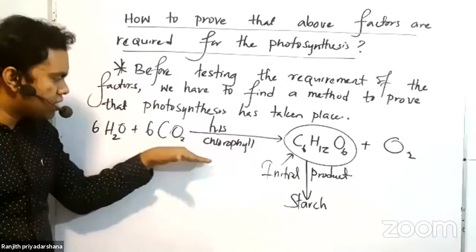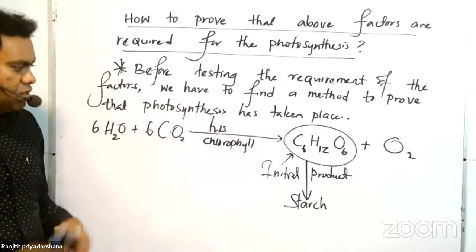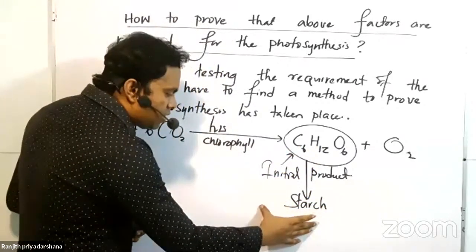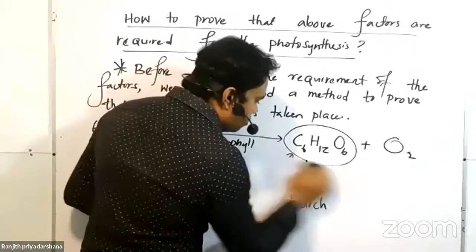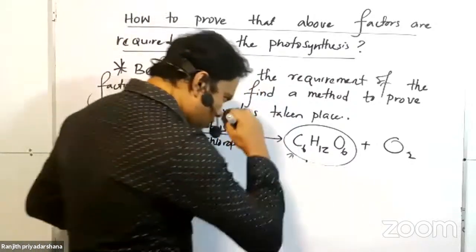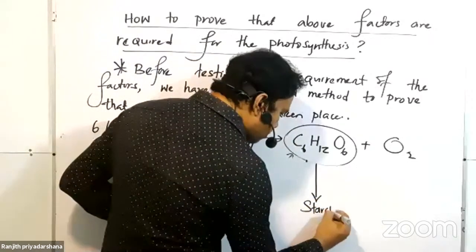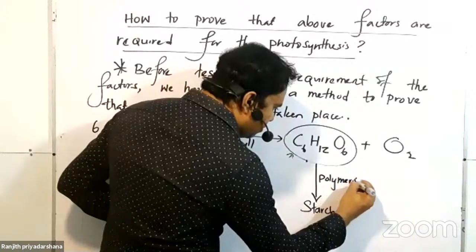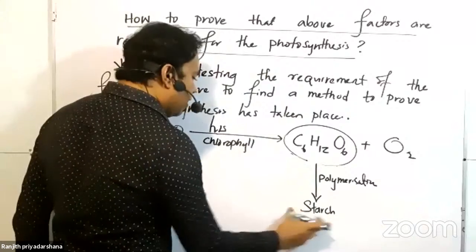Now, under this balanced chemical equation of photosynthesis, this is the initial product. Next, what happens after the polymerization? Starch is formed. What's this process? Polymerization.